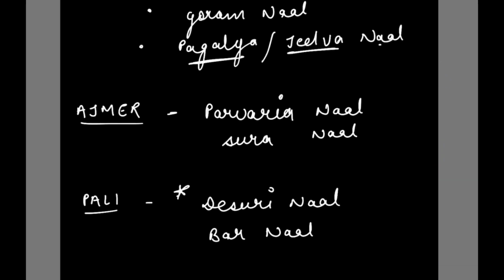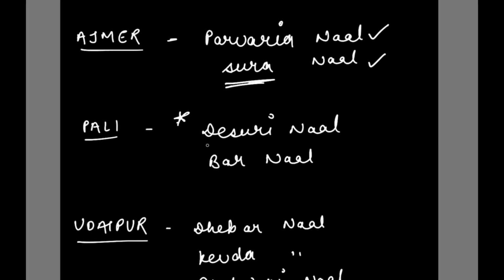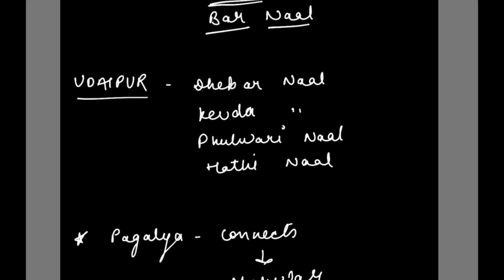Moving towards Ajmer, I have discussed Parwariya Nal and Surnal. In English it is written as Sura. Then we have Pali. In Pali, we really need to focus on the Desuri Nal, and the next is Bernal. Moving towards Udaipur, we have Debar Nal, Kevda Nal, Fulwari Nal, and Hathi Nal. Hathi Guda is in Rajsamand, while only Hathi Nal is present in Udaipur. So both become important, as both of these are very confusing.